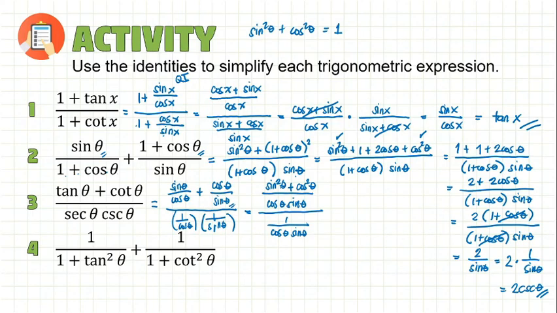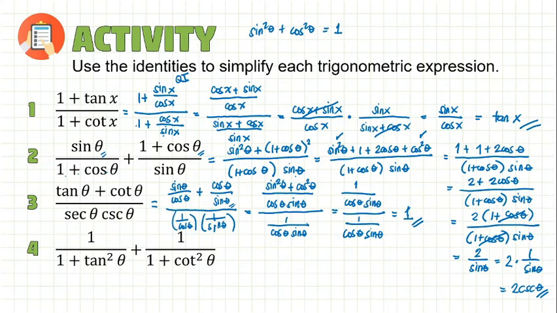Now, from our Pythagorean identity, sine squared theta plus cosine squared theta is just equal to 1. So you have 1 over cosine theta sine theta over 1 over cosine theta sine theta. So from that, since they are the same, this is just equal to 1. So the simplest form is just 1. So that is our answer for number 3.